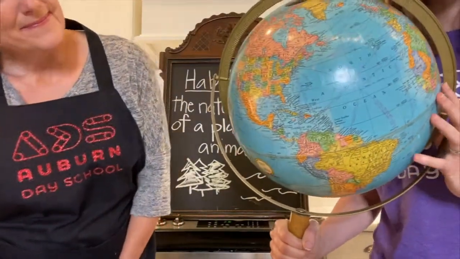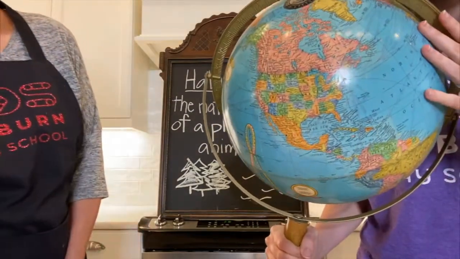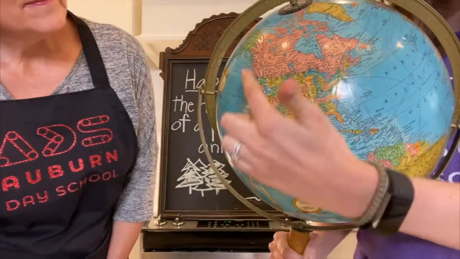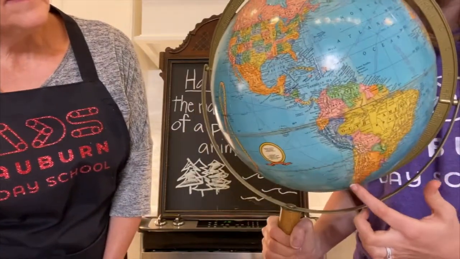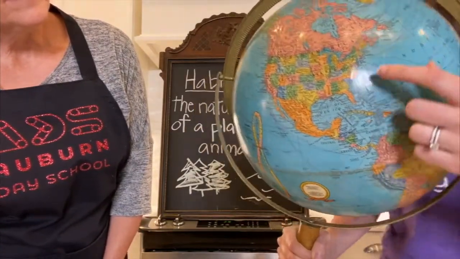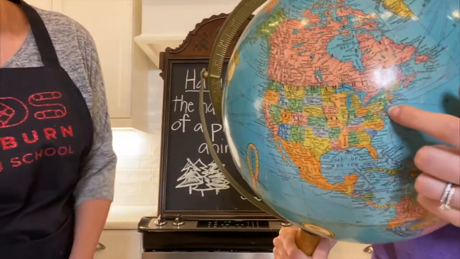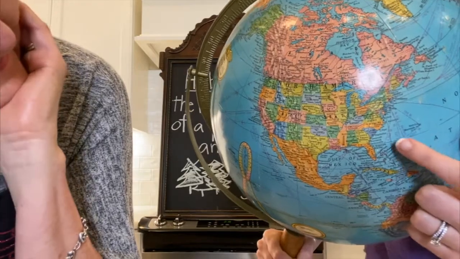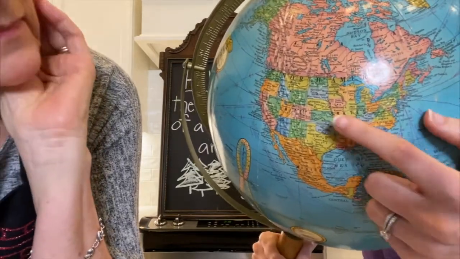Now, let's find our country. We live in the United States, which is right here in North America. So we have the continent of North America here. We've got South America down here. And inside of North America, you see the United States. It's the one right here with all of these colors because the United States is made up of 50 different states. That's all these little color spots.